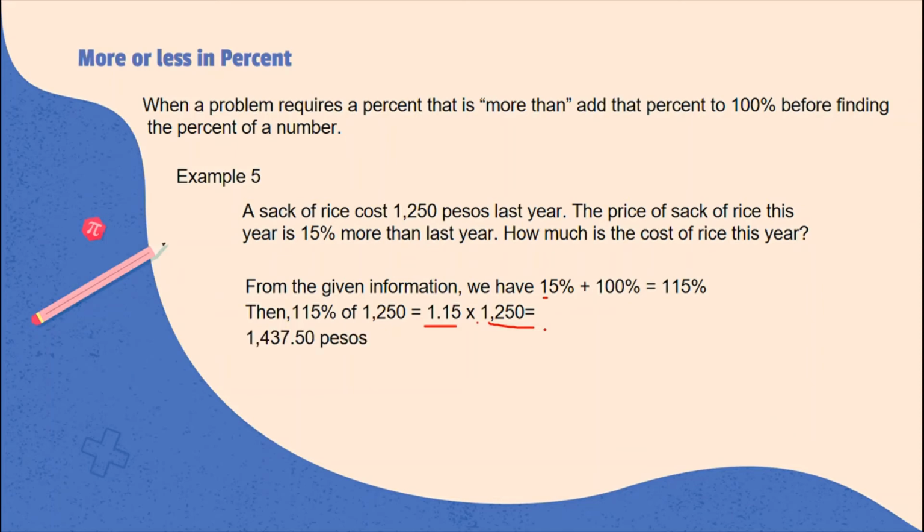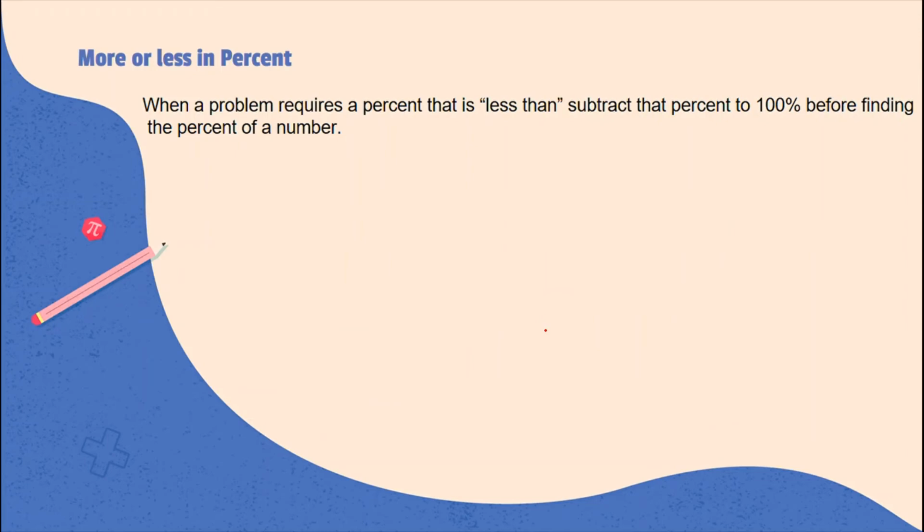And we got the answer of 1,437.50 pesos. Therefore, the price of a sack of rice is 1,437.50 pesos this year. Now, there are also problems that require a percent that is less than. So when we have this less than, just subtract that from our 100%.